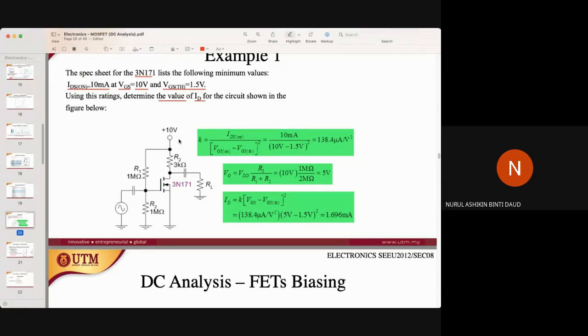So first of all, what you need to do is find the value of K, the K constant. The VGS value when IDS is on is given to you, and also the threshold value. So you can easily find the K constant. So the K constant is 138.4 microamps over volts squared.